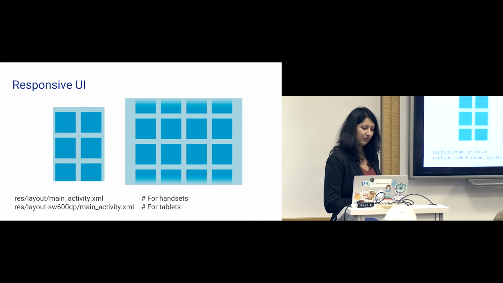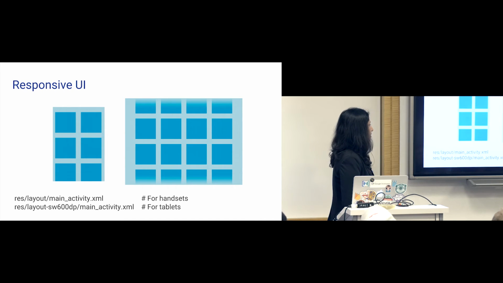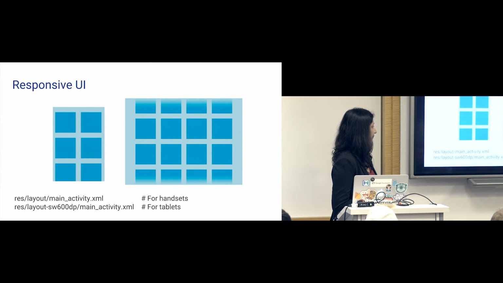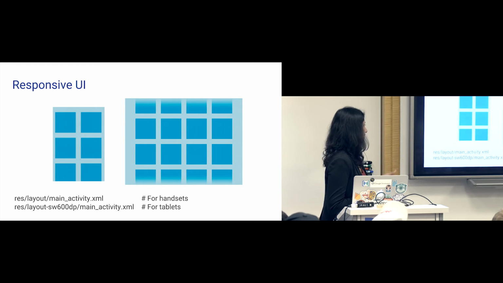So to make your UI responsive, you can obviously use the amazing Android resource system. For handsets, you have limited screen real estate, so you can probably fit just 2 columns of items. But for a tablet, you have more screen real estate, so you can fit probably 4 columns. So all you have to do is create a main activity XML file in this case, and then define your layout and say the grid span is 2.